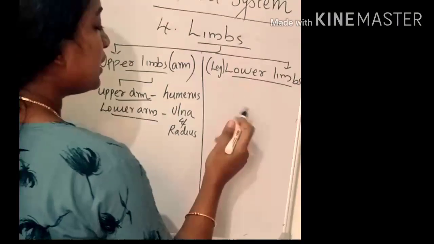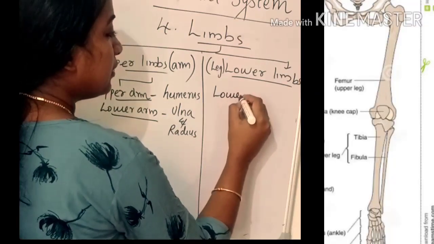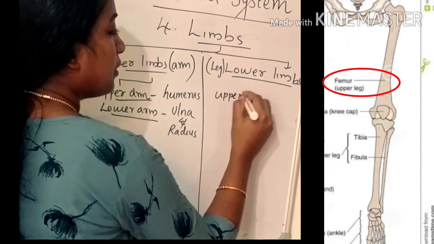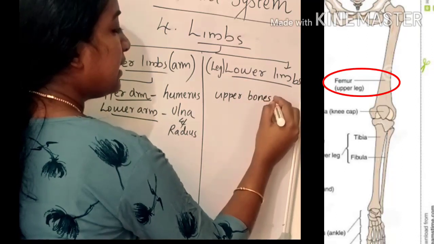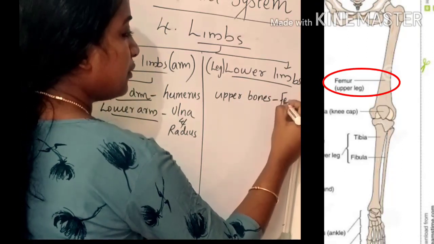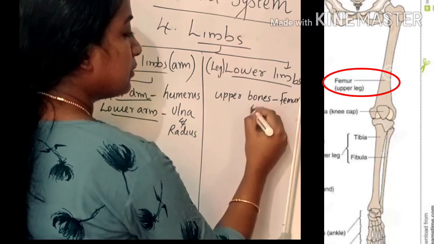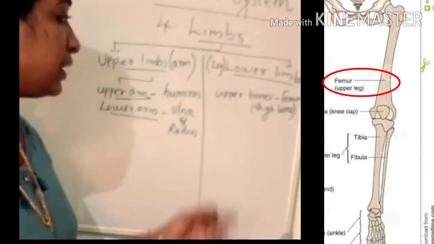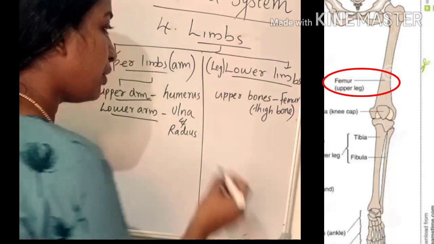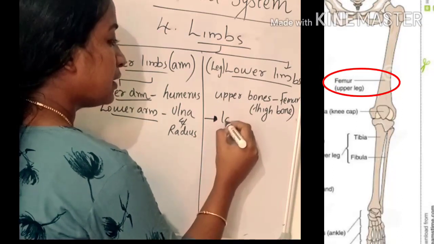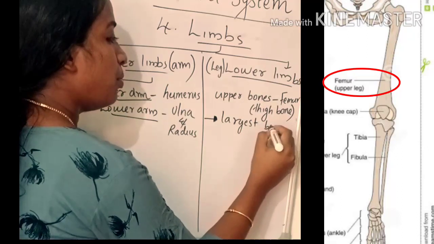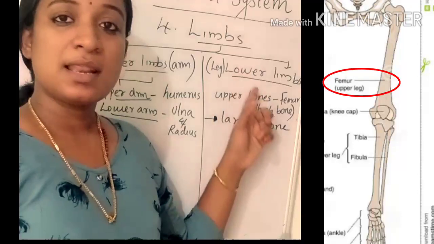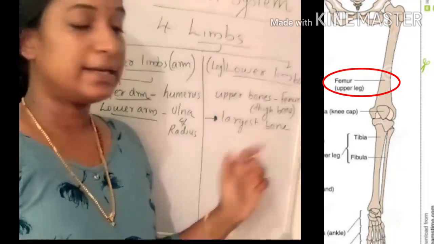In the case of the lower limbs, the upper bone in the leg is known as the femur, or thigh bone. It is the largest bone in our body. Okay, the femur is the largest bone in our skeletal system.